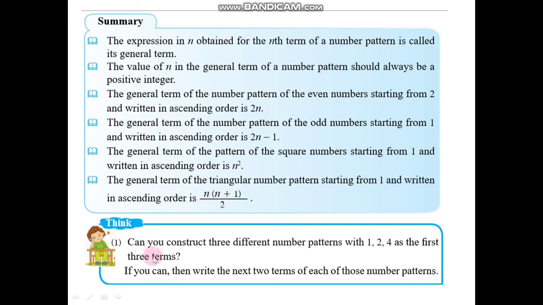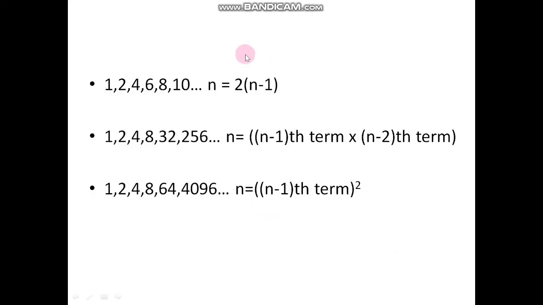Okay, you have something to think about. Can you construct 3 different number patterns with 1, 2, 4 as the first 3 terms? Shall we try? Okay, I found 3. And the explanation is left to you.